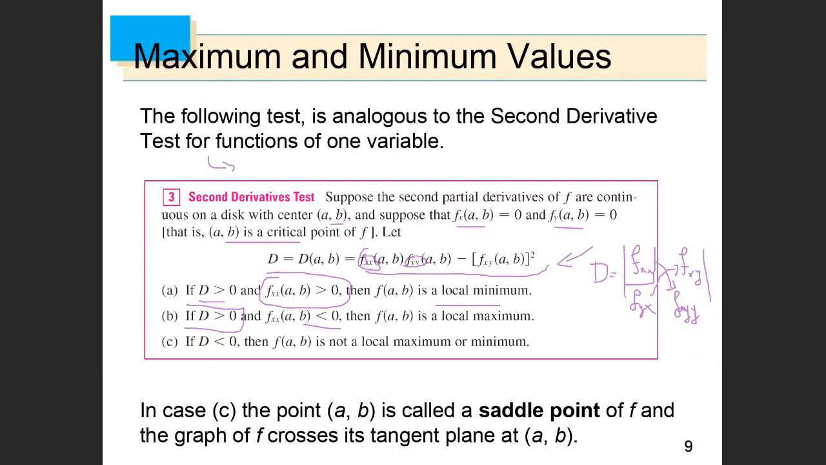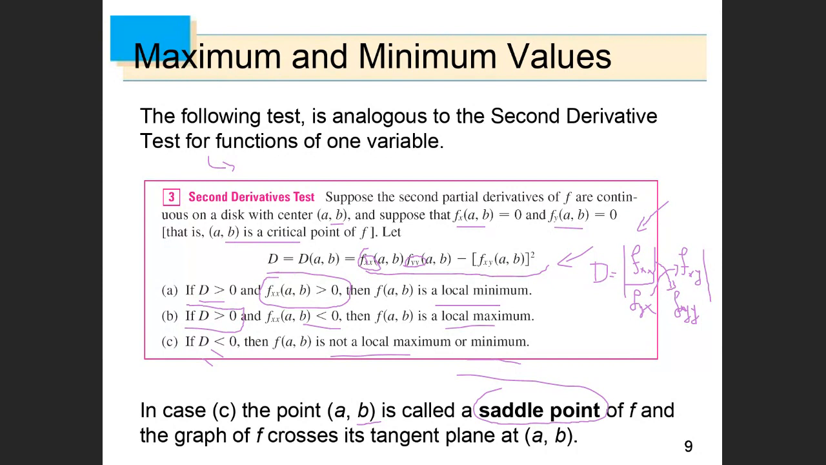Okay? Be careful, huh? If the first entry is negative and the whole determinant is positive, we have a local maximum. Okay? So your problem is inverted. Now, what happens if the determinant is negative? If the determinant is negative, then that point is neither a local maximum nor a local minimum. So in case C, the point (a, b) is what's called a saddle point. You've seen it from the exam or from the explanation.